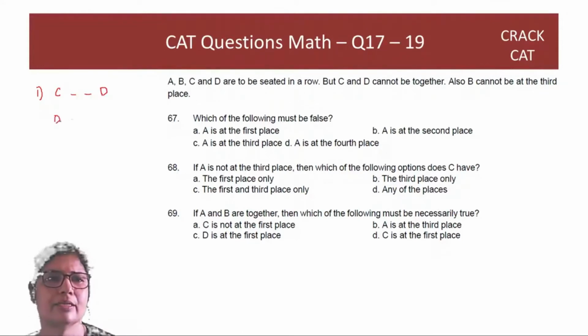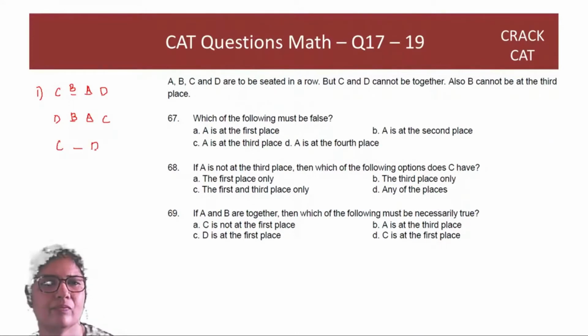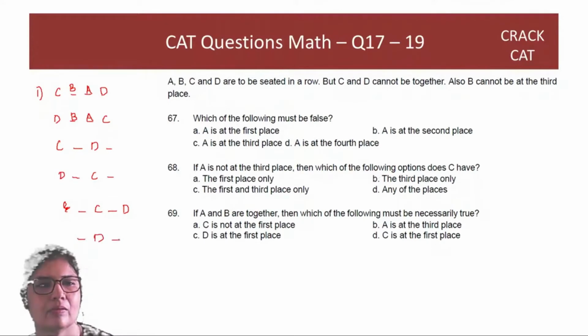Of course, you know, there is always this possibility also. B cannot be at the third place. So this is one possibility. The other is that C and D are separated by only 1. Or you have... so these are the basic 6 possibilities.